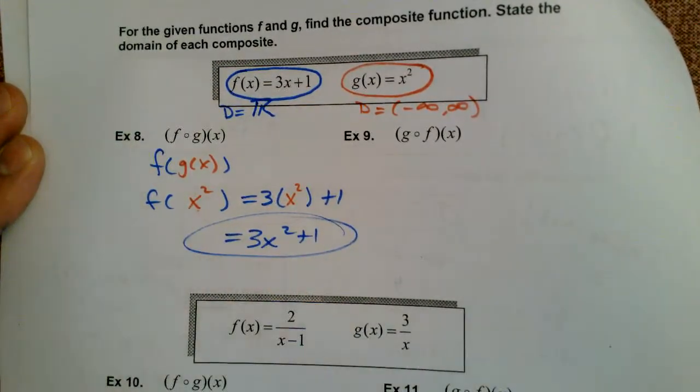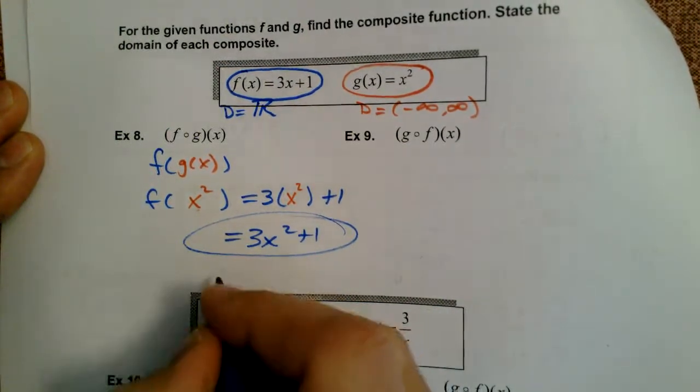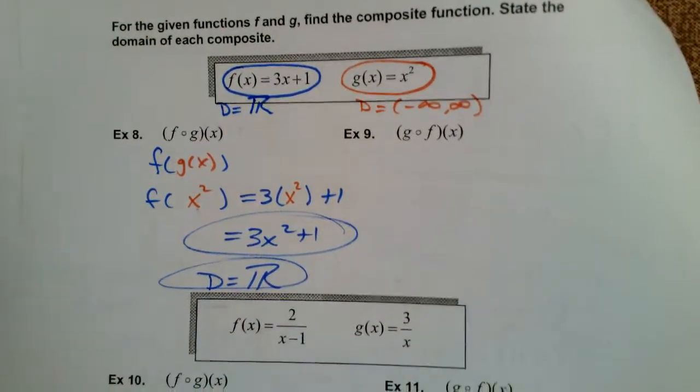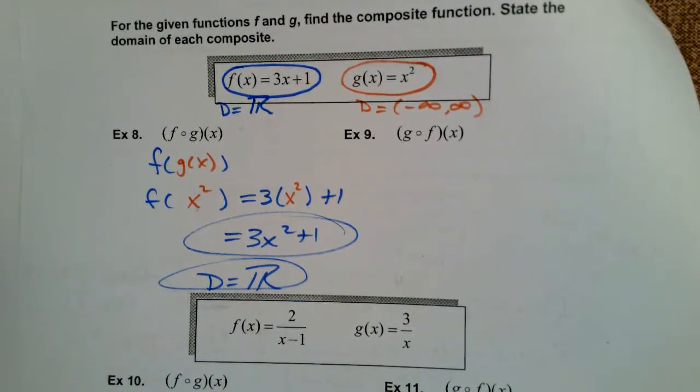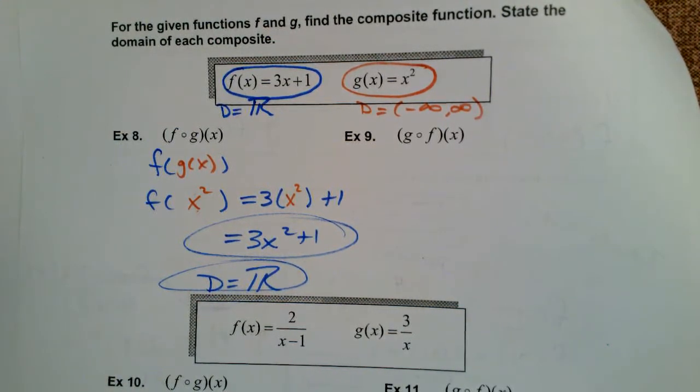Again, when I look at this guy, there is no denominator, there's no square root, so your domain is that fancy R, all real numbers. You got to be able to give me the domain of that composite. Any questions on how I got 3x squared plus 1 or my domain? Sometimes they're just super easy. So far, so good?